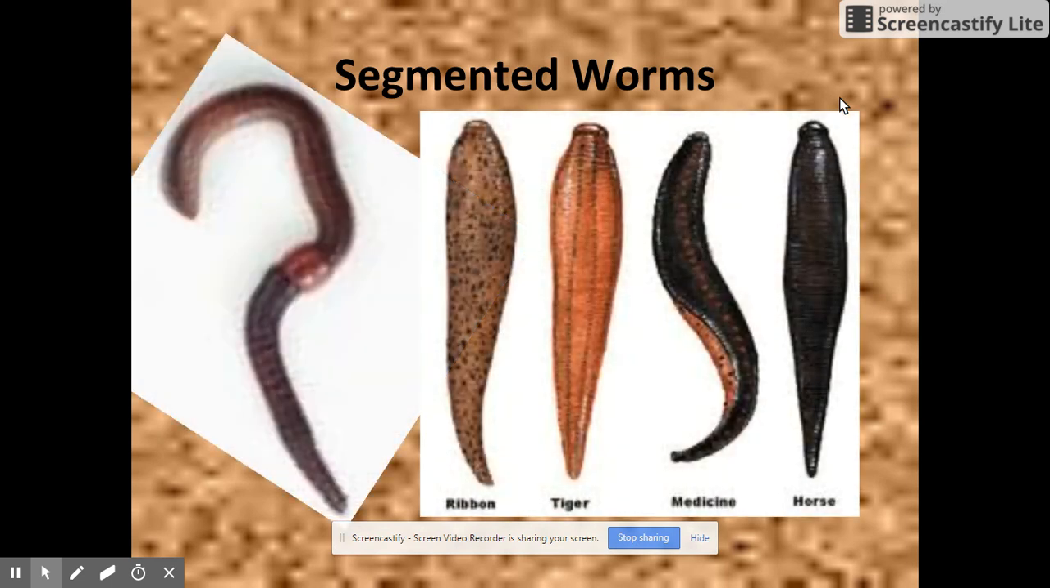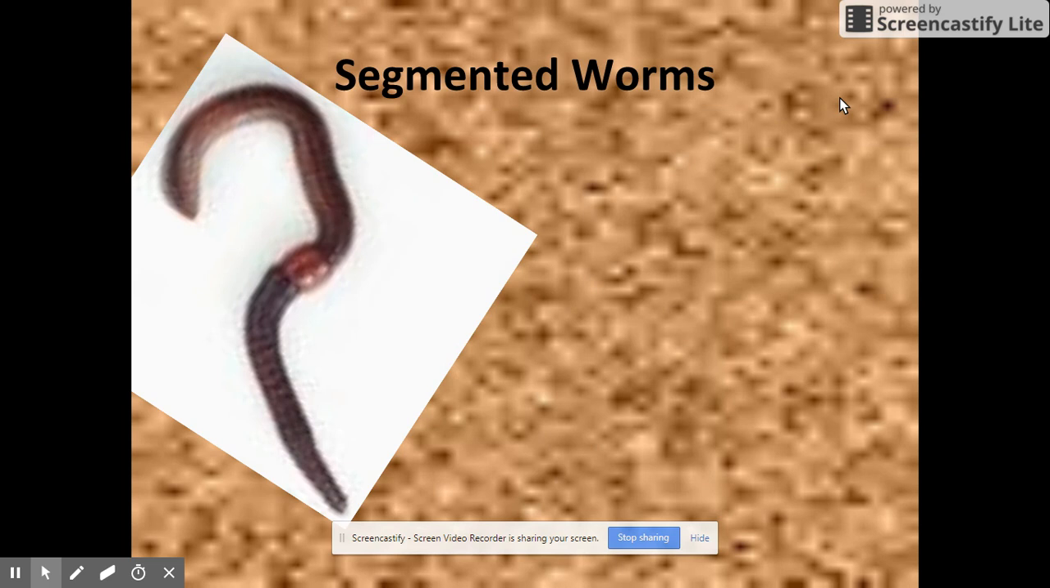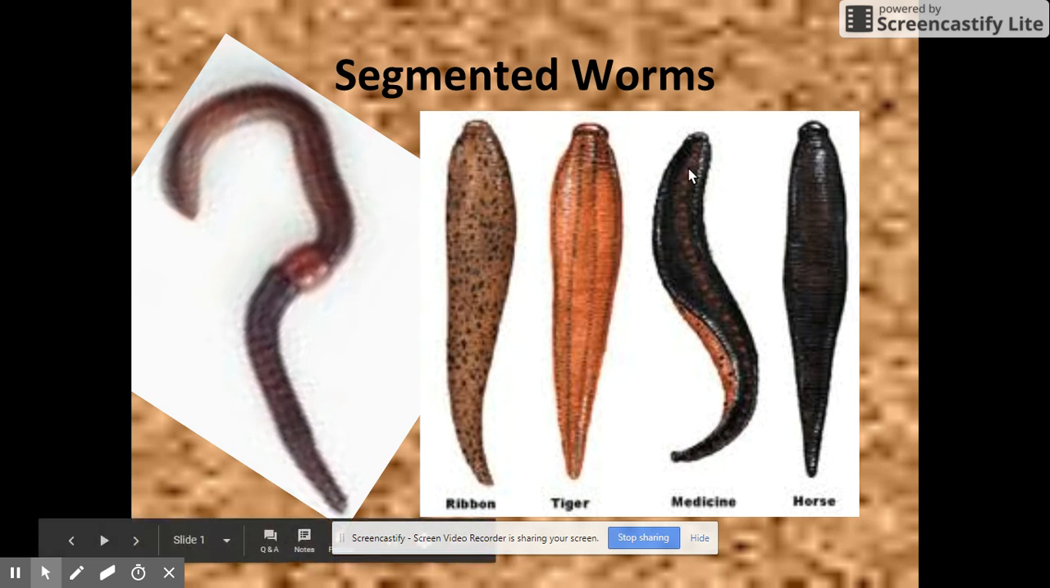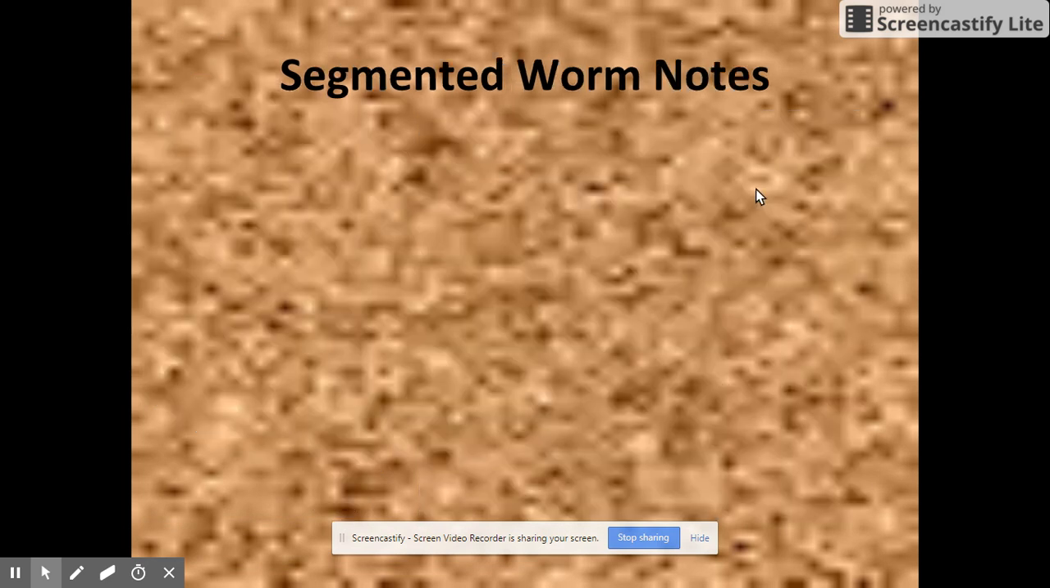We got a couple pictures. We got an earthworm there. Sorry for the other picture. And then we got the leeches. Okay, so worms and leeches, nasty little critters, blood sucking. Sometimes they're used for medicine, as you see right there. But that's what they are. They are part of the segmented worm classification.